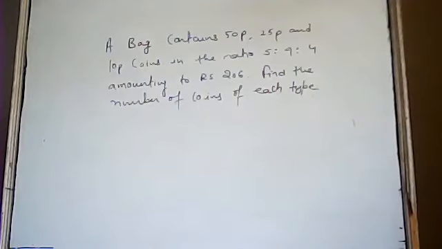A mixture contains alcohol and water in the ratio 4:3. If 5 liters of water is added to the mixture, the ratio becomes 4:5. Find the quantity of alcohol in the given mixture.